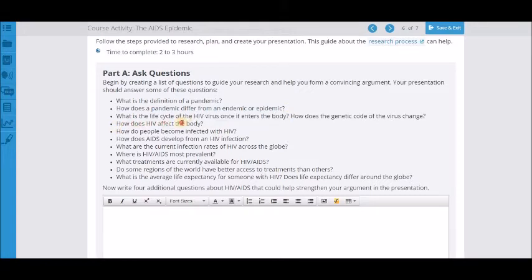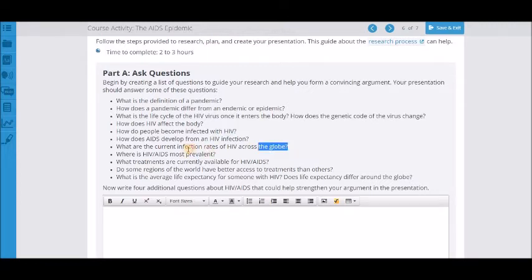Okay, how does HIV affect the body? Go find that, turn it into a slide. How do people become infected with HIV? Okay, how does AIDS develop from an HIV infection? That's a good question, because just because you have HIV doesn't necessarily mean you have AIDS. AIDS only appears in the later stages. Okay, and that's what's scary about things like HIV, is that it takes so long before you have symptoms and you realize that you're spreading it to others, similar to COVID. Although with COVID it's a matter of weeks, with HIV it's a matter of years.